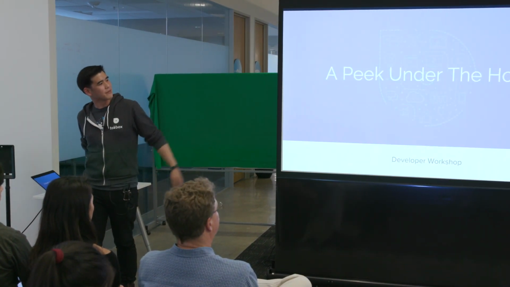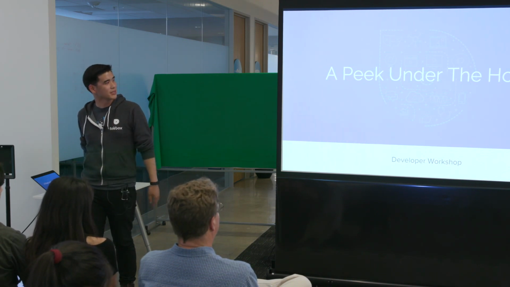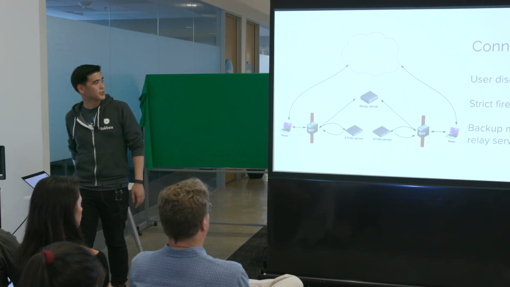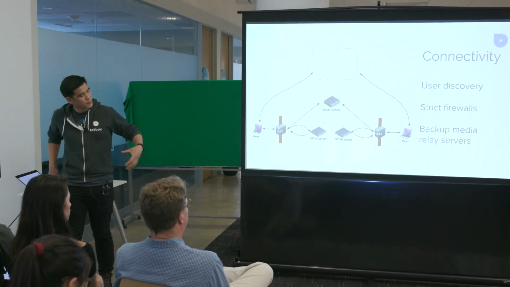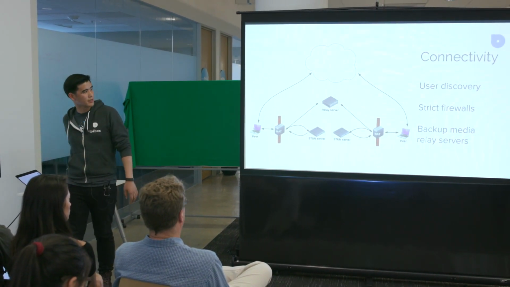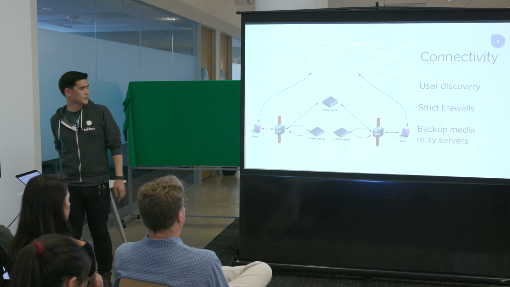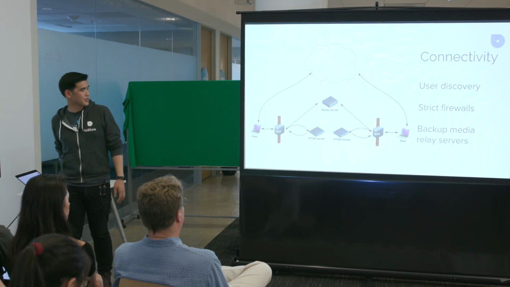This is a peek under the hood. I mean, this is a developer workshop. I expect some of you are interested in how this black magic works. This is a very basic idea of how the connectivity portion of WebRTC works. There's a user discovery where it discovers two people who want to send or receive media from each other. In cases of strict firewalls, there's even some logic built in to traverse those. And in the cases where that logic fails, there's a relay server to relay media back and forth between people. So it's pretty robust.